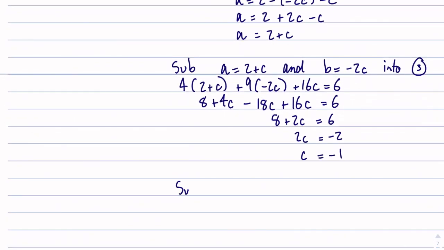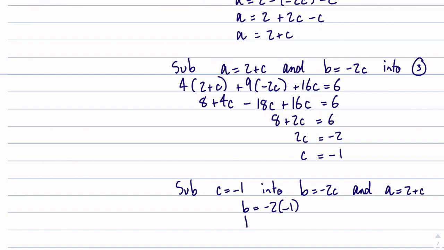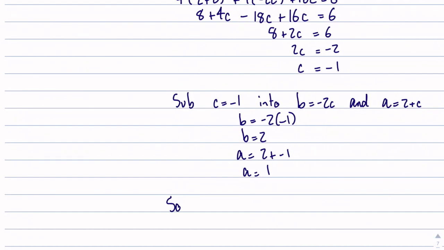Now I know what c equals. I can sub c equals negative 1 into b equals negative 2c and a equals 2 plus c. So b equals negative 2 times negative 1, so b equals 2. a equals 2 plus negative 1, so a equals 1. So a equals 1, b equals 2, c equals negative 1.